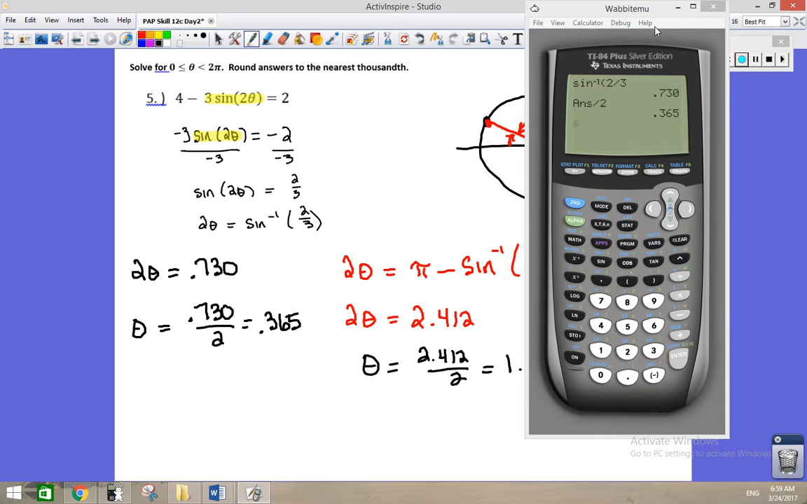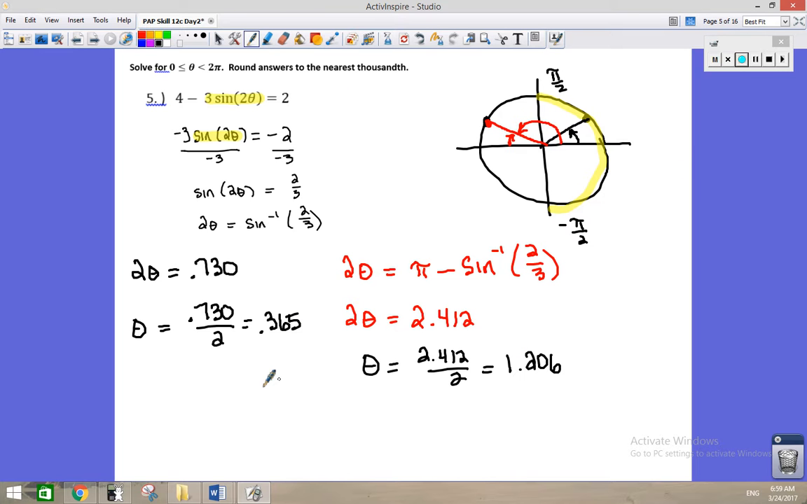So what I often suggest is that you describe the infinitely many solutions by taking 0.365 plus that cycle. Like I say, the period, this new period for this graph, is 2 pi divided by the coefficient of 2, which is pi. So we're adding pi n, where n is any integer, to get to the next solution. And over here, the same thing, 1.206 plus pi times n.